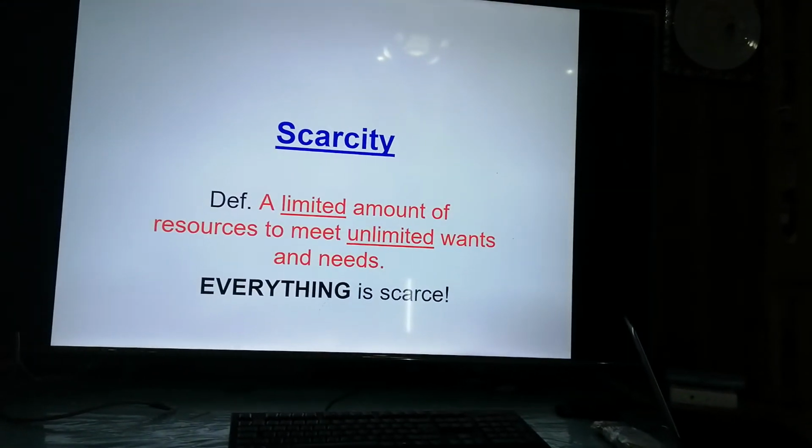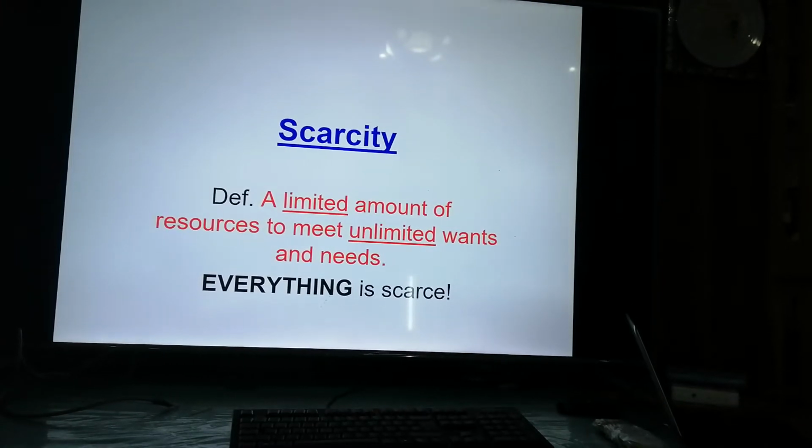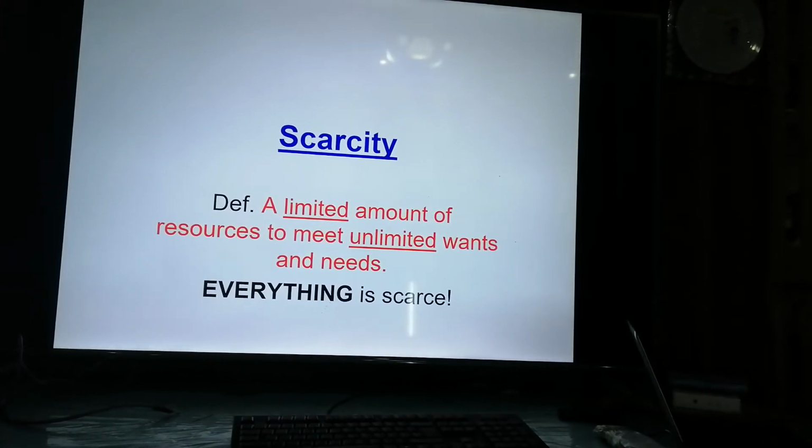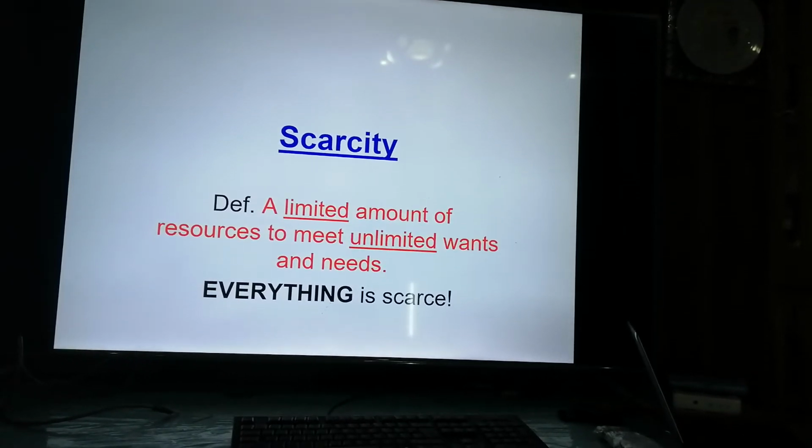So look at the scarcity definition: a limited amount of resources to meet unlimited wants and needs. That is, everything is scarce. So all things in the world are scarce.